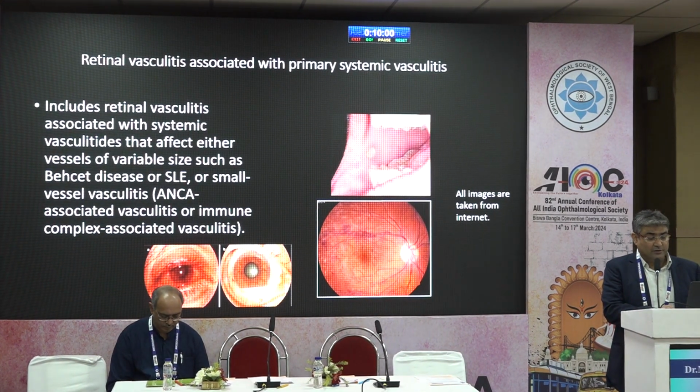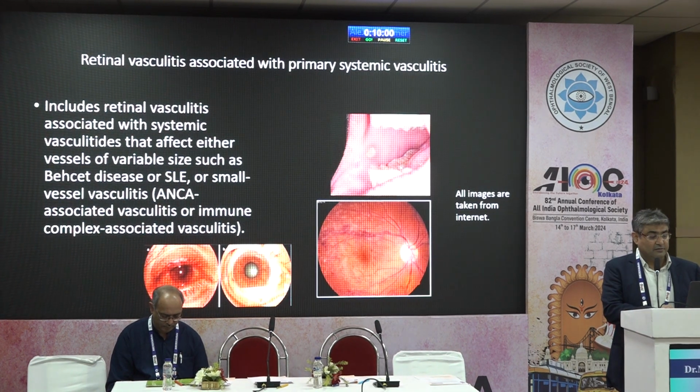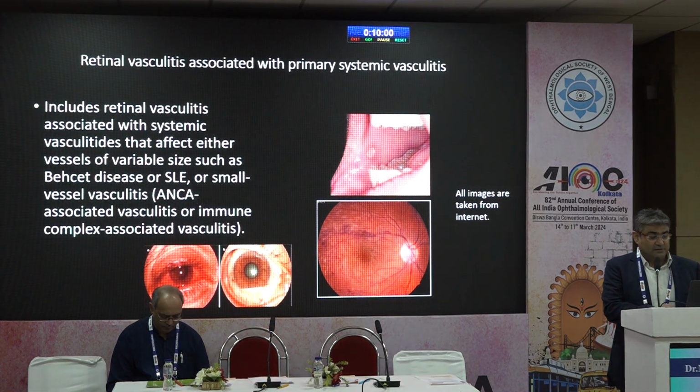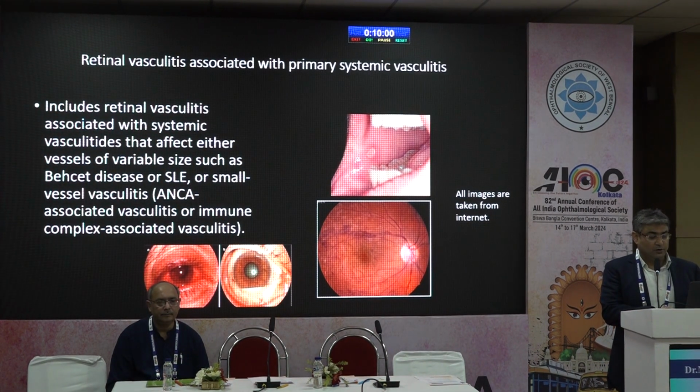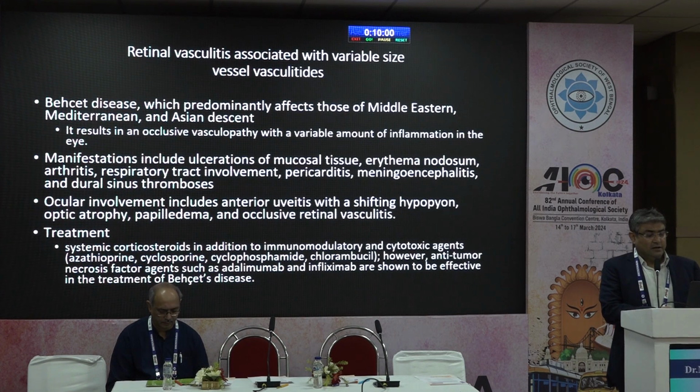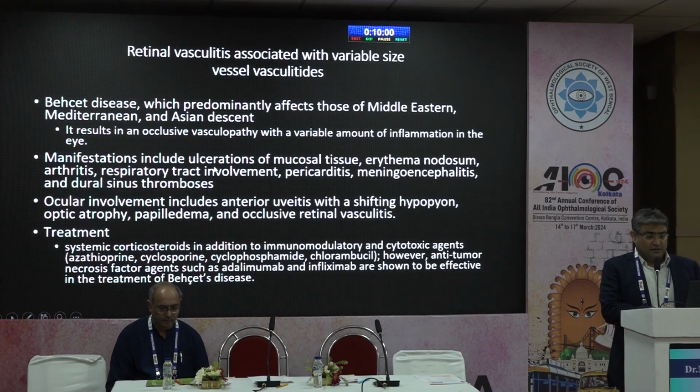The retinal vasculitis associated with primary systemic vasculitis with variable size vessels, we have two conditions: Behçet's disease, and along with Behçet's disease, SLE. So we get the classical oral ulcers, we get the classical mobile hypopyon, which could be bilateral, and then we have occlusive vasculitis. So Behçet's disease affects the Middle Eastern, Mediterranean and Asian descent people. It is an occlusive vasculopathy, that is, the vessel actually gets blocked. The medium sized vessels get blocked.